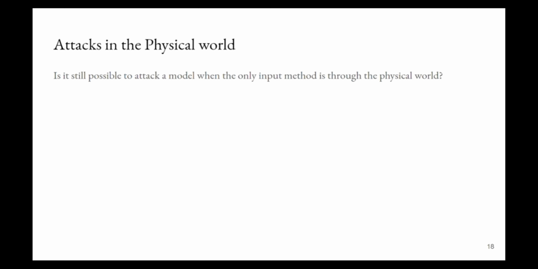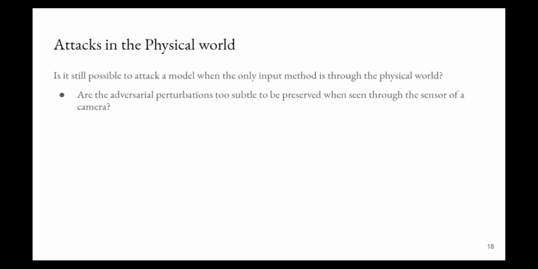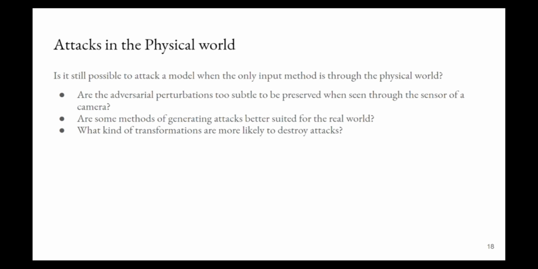But what if your only input method is through the physical world by showing an image to a camera? Are the adversarial perturbations too subtle to be preserved when seen through the sensor of a camera? Are some methods of generating attacks better suited for the real world? And what kind of transformations are more likely to destroy attacks?